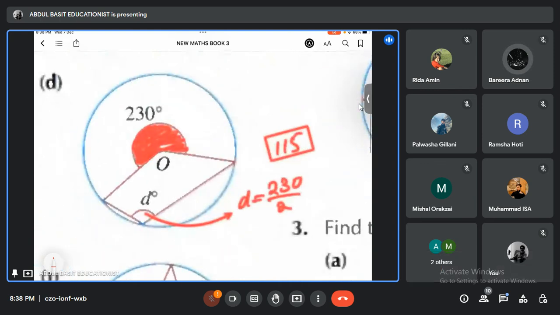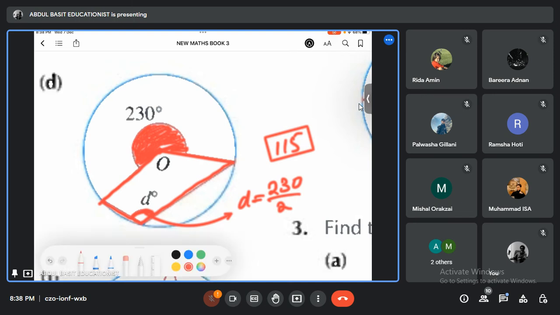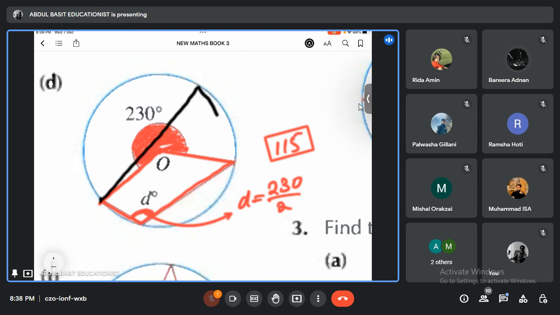You should be very clear about this: this is an arc touching this point. Agree? And this angle is made at the circumference of the circle, which is half of the angle at the center, which is 230, not the inner angle. Because that inner angle, please pay attention, would be double of this kind of angle. Get it? I hope you get it now.